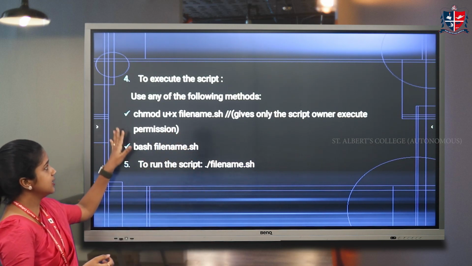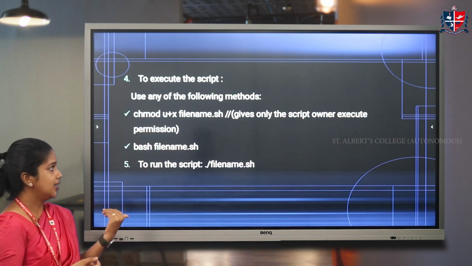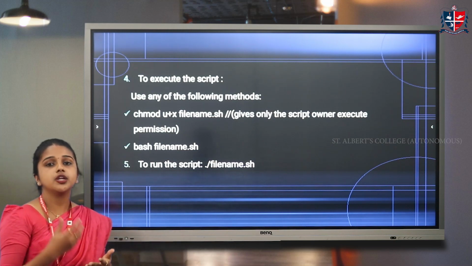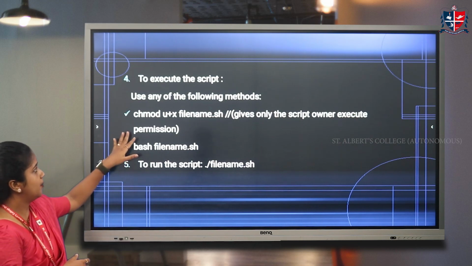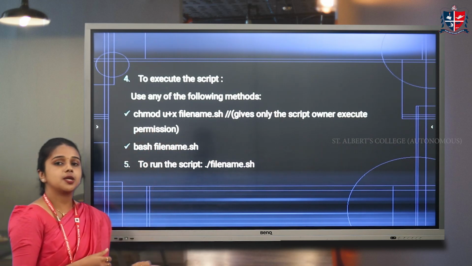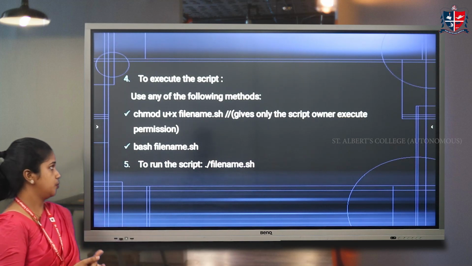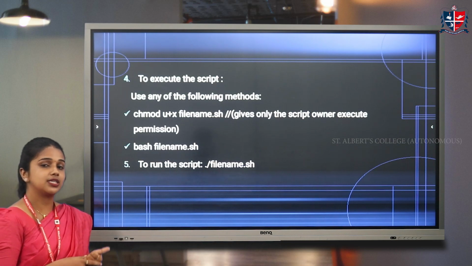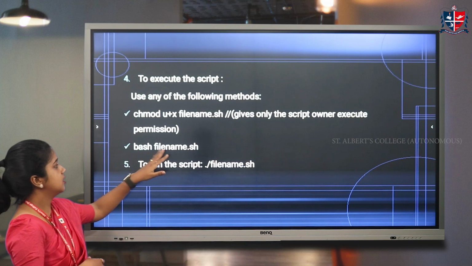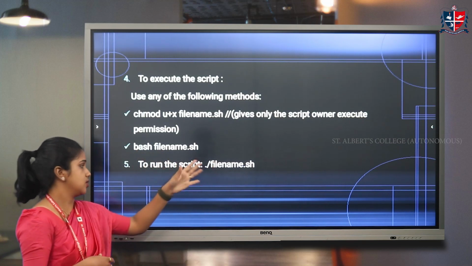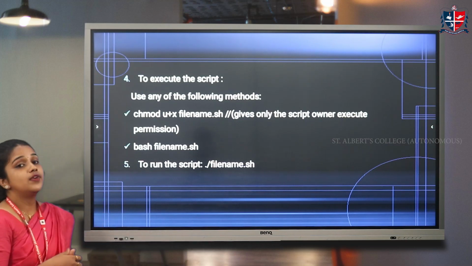While executing this command, chmod u plus x filename .sh, this will give the script owner, the owner of the program, the execute permission on that particular script. The other method for executing the script is using the bash command. That is actually simple, bash, and we can give the file name .sh. So those are the two methods to execute the shell script.